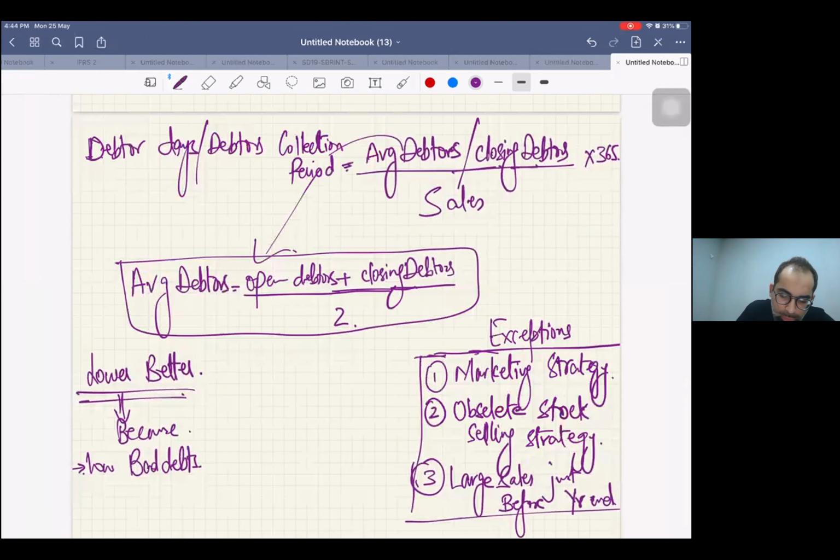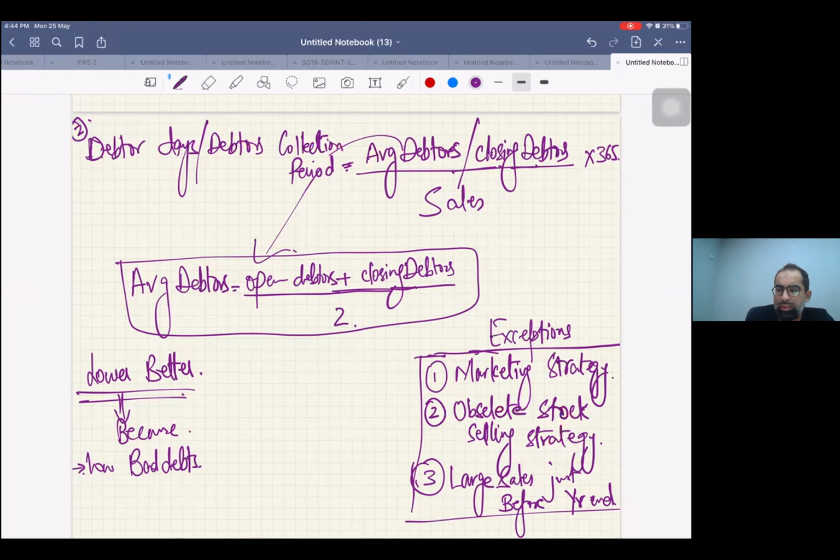The second ratio of this same head is debtor days or debtors collection period. That means on average, how many days our credit customers or debtors take to pay us. The day we do credit sales and the day we get the payment, this difference is called debtor days or debtors collection period, right?